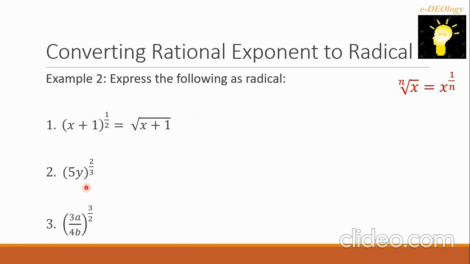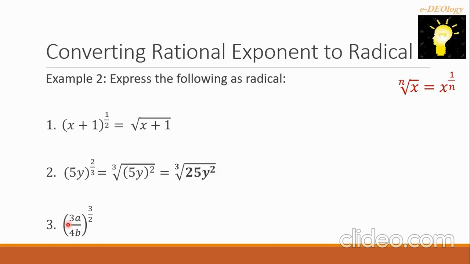For the second example, the 5y is the base. We will put the base inside the radical sign, the 5y. We will check the denominator of the exponent, that is 3. We will put that as the index here. And then the numerator 2 becomes a power. So you see here 5y is raised to power 2. And from here we can simplify our radicand. We can distribute the exponent 2 to the 5 and the y. So it becomes 25y squared. So the final answer is the cube root of 25y squared.